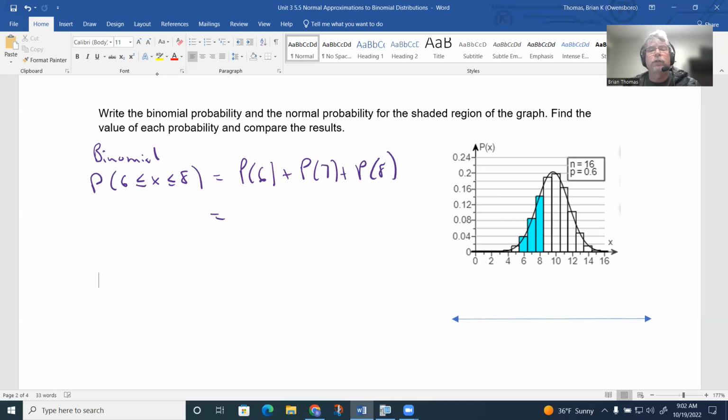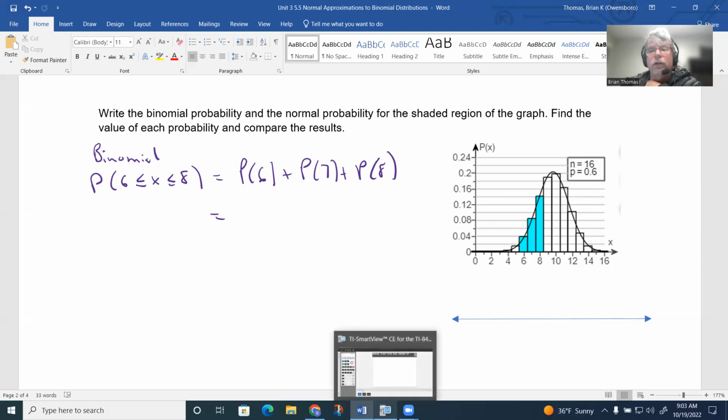So the way we're going to do this is using our calculator. We have a shortcut on our calculator for the binomial. Notice that our number of trials is 16, and our probability is 0.6, the p. That's the probability of success in the trial. 60% were successful.